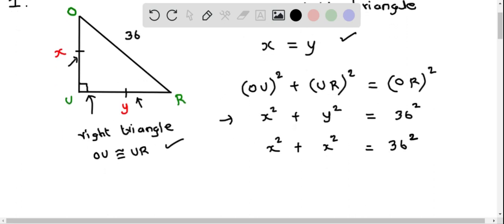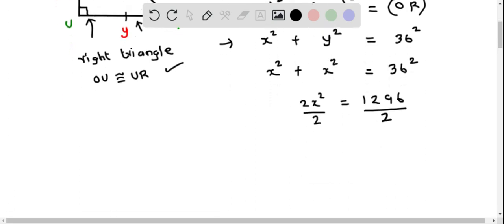X squared plus x squared, these two are like terms, so this becomes 2x squared, and this equals, we can calculate 36 squared using the calculator. This is 1296. Now I want to solve for x itself. So first let me divide both sides by 2. When I do that, I can cancel this 2 as well as this 2, and so I get x squared, and this equals 1296 divided by 2.